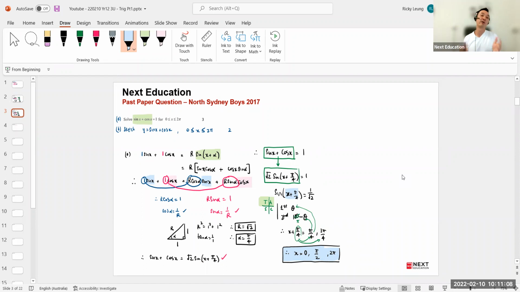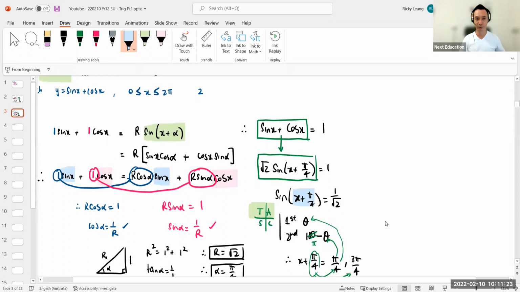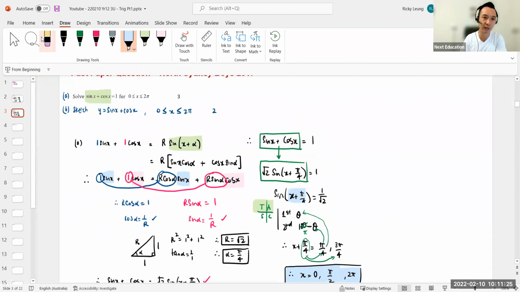I need to sketch this. So this is why I don't think this topic should fall under a banner called Trigonometric Equations, because it's not always equations that I can apply this to. I'm going to apply it to sketching and functions, right? So check this out. Now, there's 2 ways to do this. One bad, long way, and one smarter way, right?